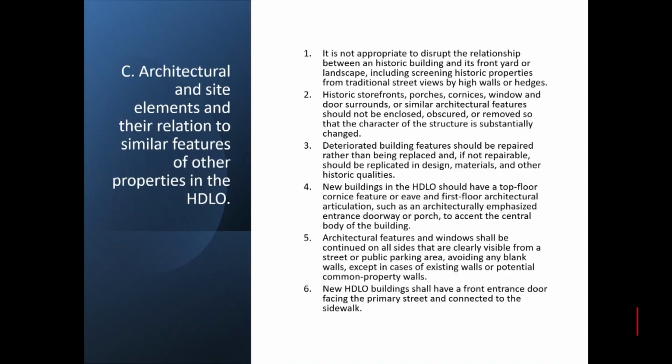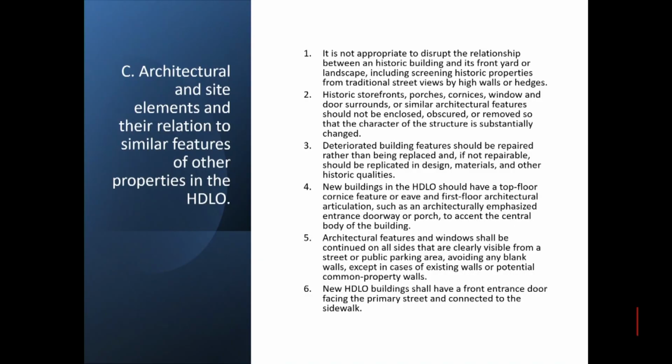Historic storefronts, porches, cornices, window and door surrounds, or similar architecture features should not be enclosed, obscured, or removed so that the character of the structure is substantially changed. Deteriorated building features should be repaired rather than being replaced, and if not repairable, should be replicated in design, material, and other historic qualities. New buildings in the HDLO shall have a top floor cornice feature or eave and first floor architectural articulation, such as an architecturally emphasized entrance doorway or porch to accent the central body of the building.